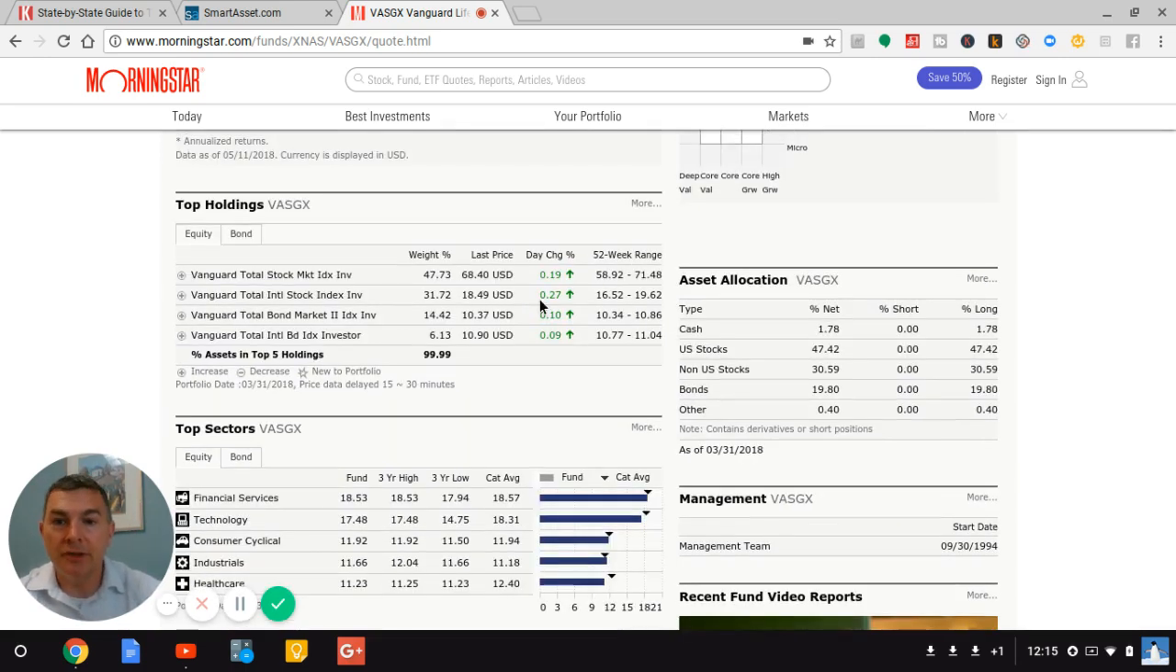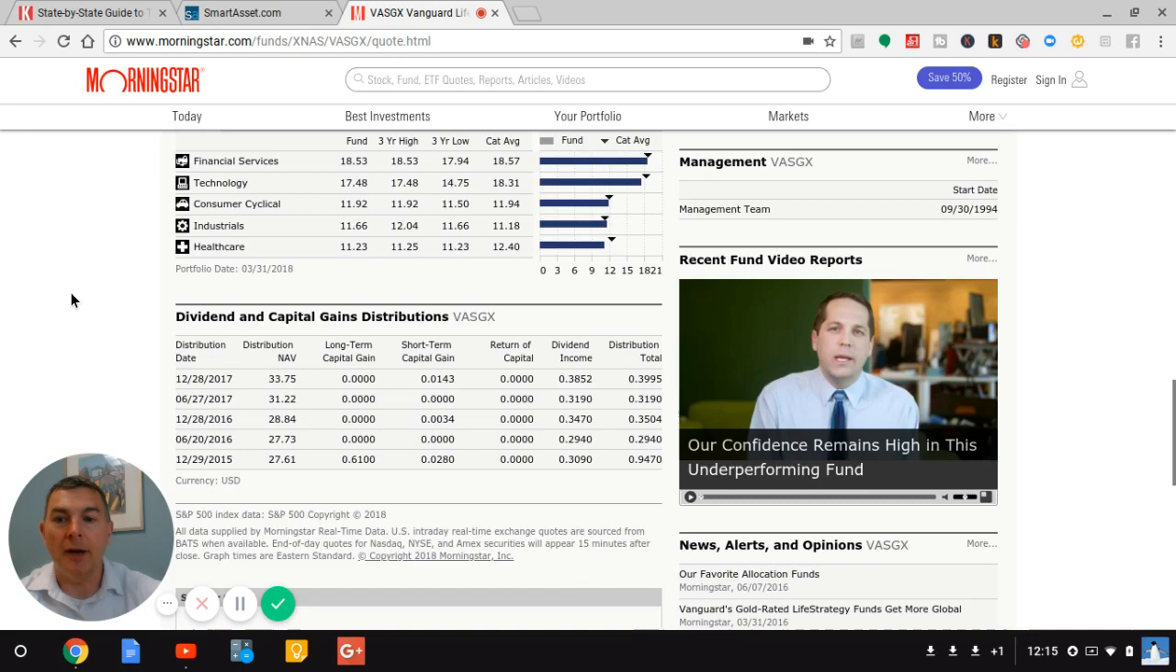Top 10 holdings. This is what I love. It tells you the holdings, and could not get any simpler. Stupid. 4 holdings, my friends. Total stock index, total bond index, total international stock index, and total international bond index. All right. But this is what I want to talk about.